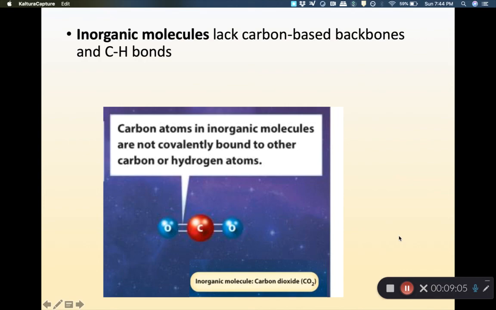Okay, and we're going to pick up next time where we're going to start to explore organic structures and understand the chemistry behind those structures.